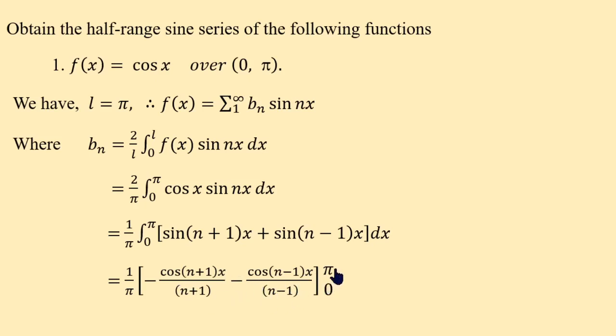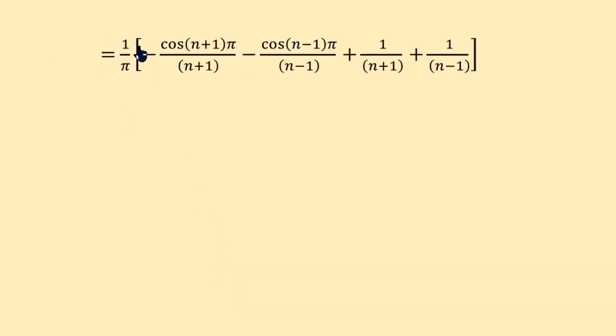Now, carefully substitute these limits. For the upper limit, x is pi in both terms. For the lower limit, cos 0 is 1 and cos 0 is 1. So, for the lower limit, minus of minus becomes plus 1 by n plus 1 plus 1 by n minus 1. Hence, it becomes 1 by pi into minus cos n plus 1 pi by n plus 1 minus cos n minus 1 pi by n minus 1 plus 1 by n plus 1 plus 1 by n minus 1. This is the lower limit value with minus sign.